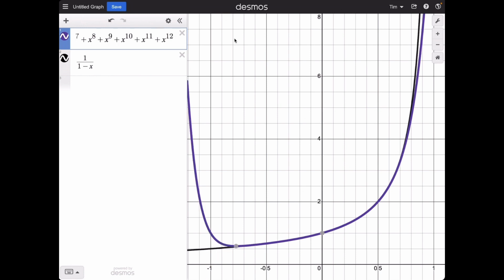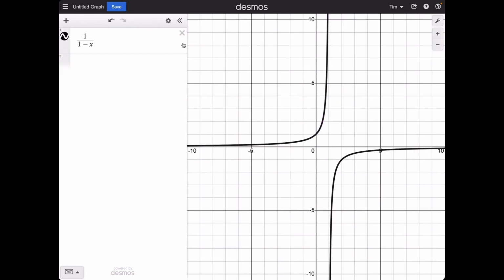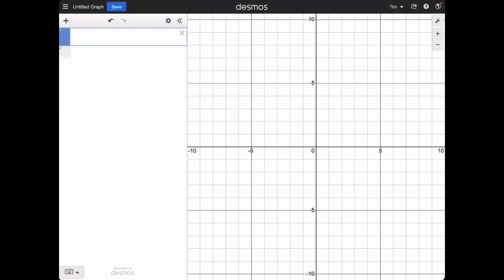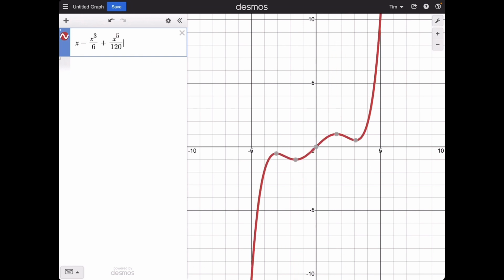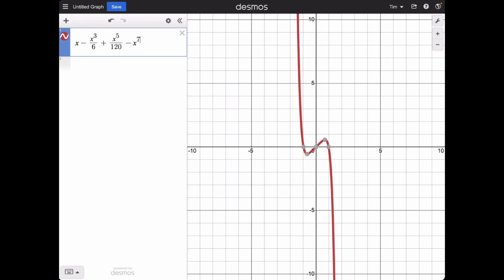So this is a concept that we're going to explore in this section. We're going to see how polynomials will start to match up with certain functions, and we'll understand how to create these polynomials. Let me show you one more example that might be a little bit more interesting. I'm going to graph the polynomial x minus x cubed divided by 6 plus x to the fifth divided by 120 minus x to the 7th divided by 5040.